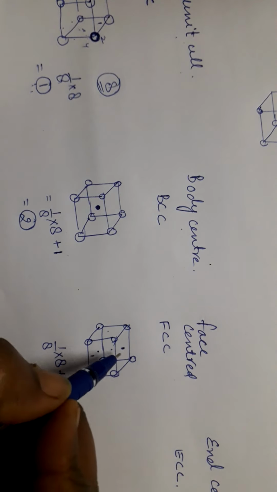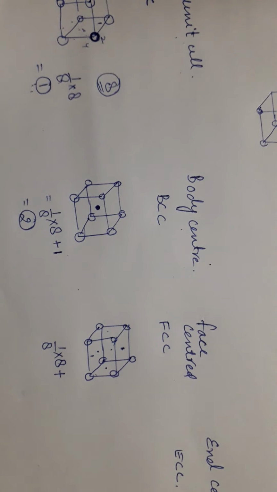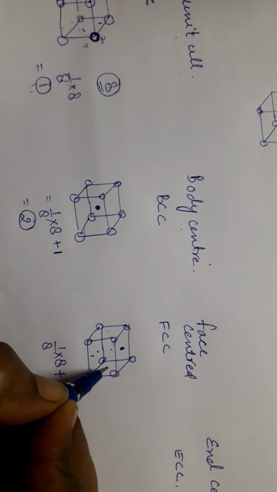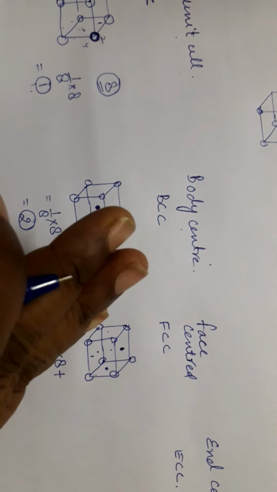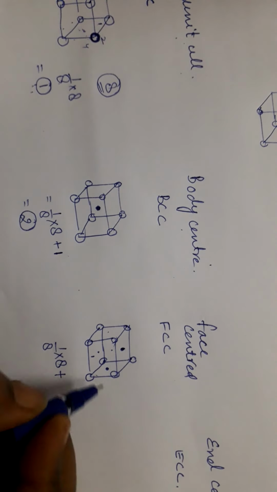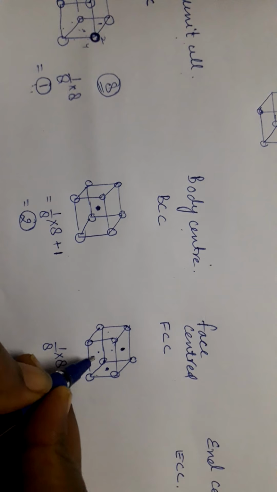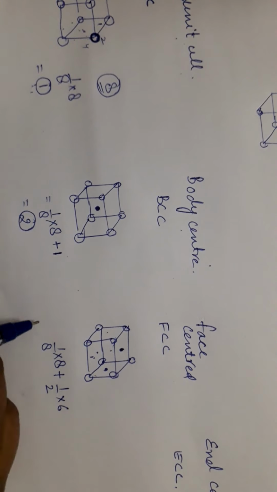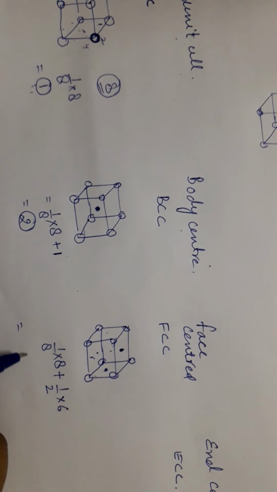The room where you are sitting and the adjacent room share the atom, because the atom is present at the center of the wall. So half is in your room and half is in the next room. So its contribution is 1/2 to this unit cell. With 1/2 contribution and a total of 6 faces, we have a total of 4 atoms.